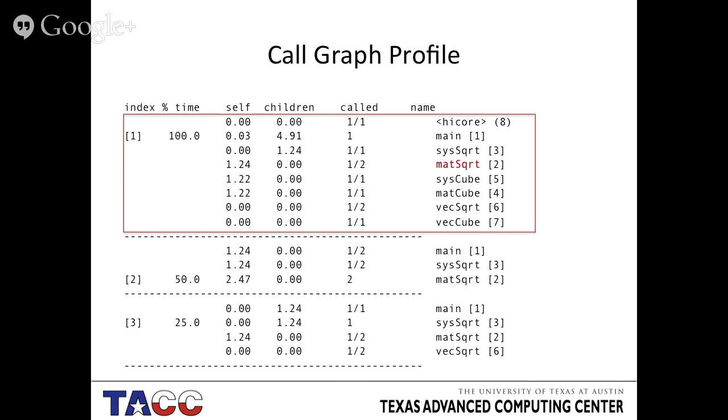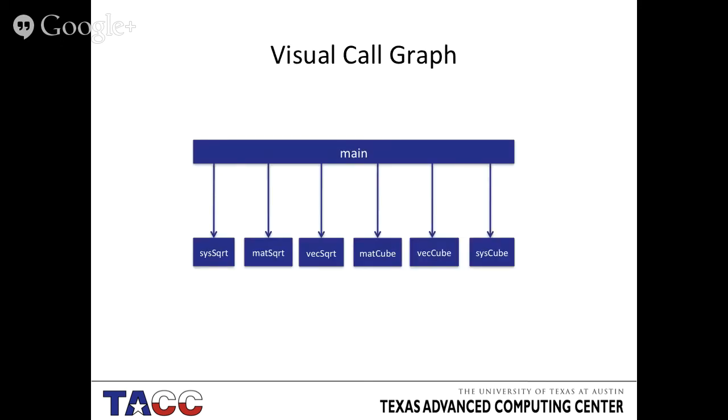This is the call graph. Immediately after the flat profile, this is what you will find in that file. This shows that from main, we call CSSQRT. From CSSQRT, we call mat SQRT, then sysq, matq, bec SQRT, and so on. So this is what your code kind of looks like, with main calling all those functions.